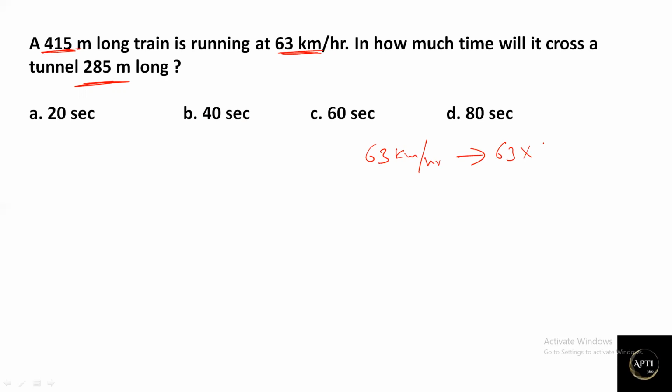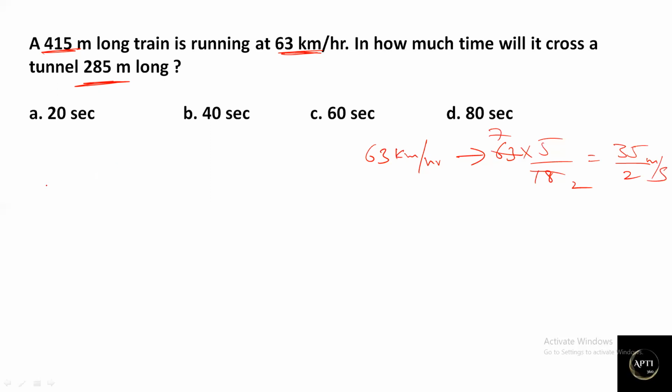So 63 into 5 by 18. How can I simplify 63 into 5 by 18? It will cancel with the 9 table, right? 9 2 times is 18 and 9 7 times is 63. So here it will be 35. 7 5 times is 35. 35 divided by 2 meters per second.